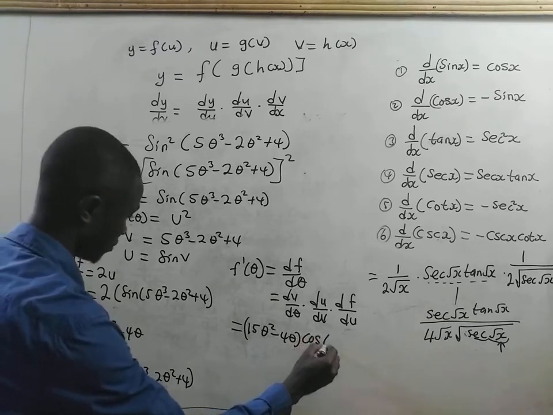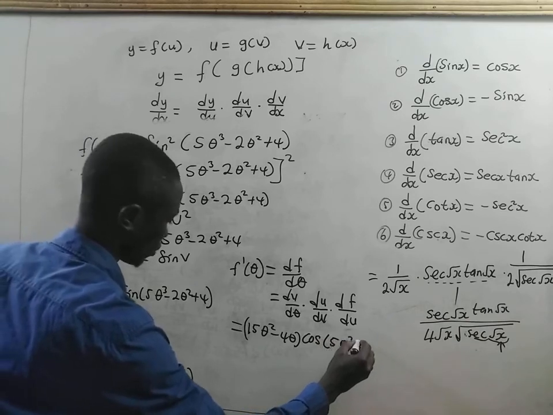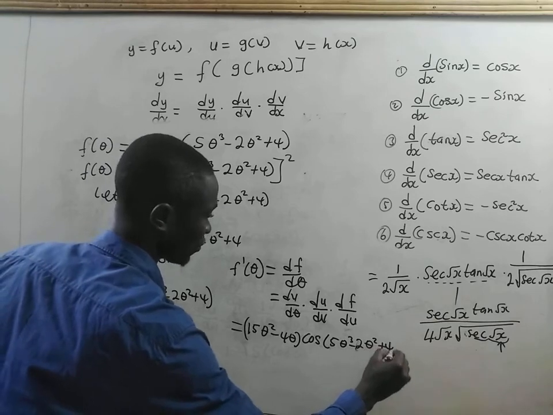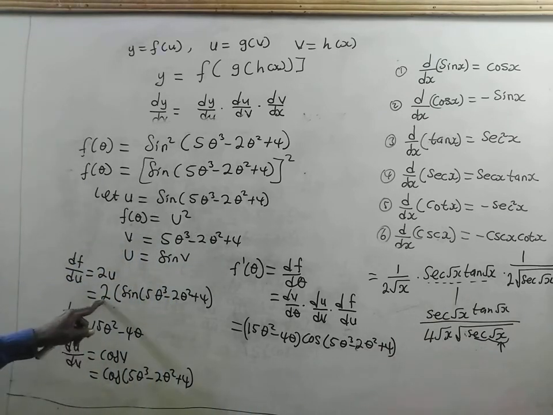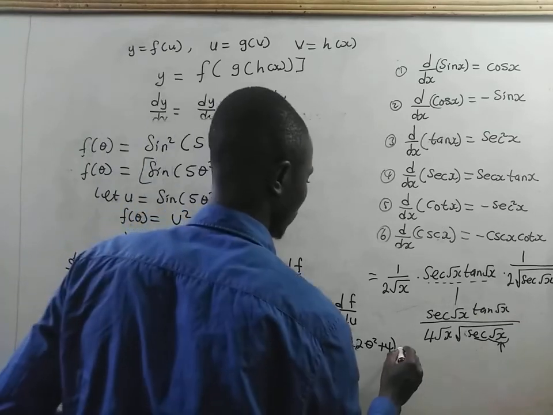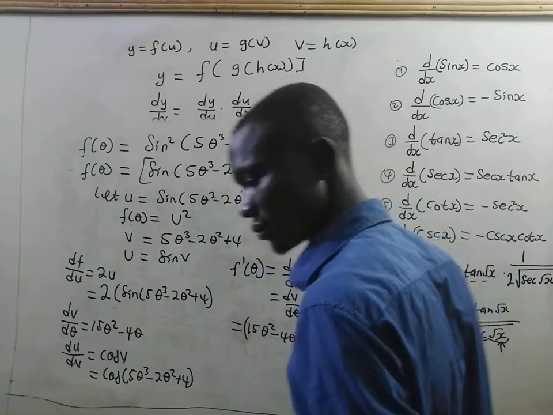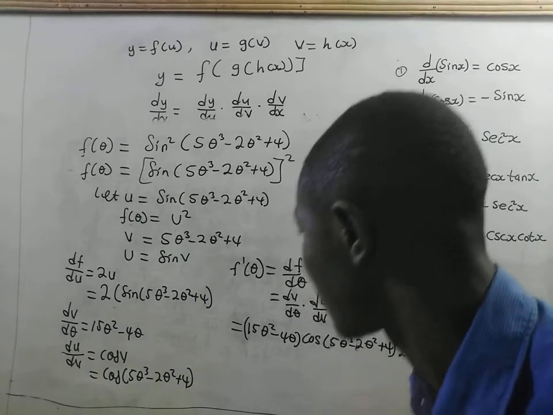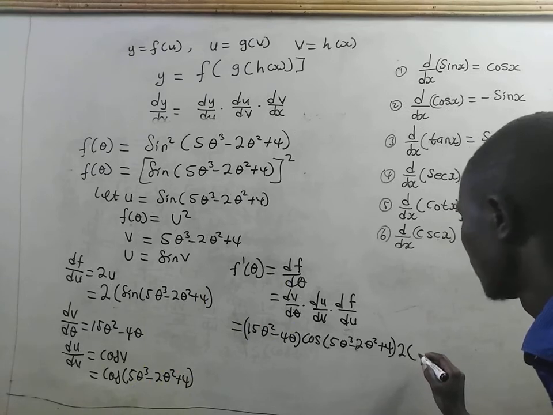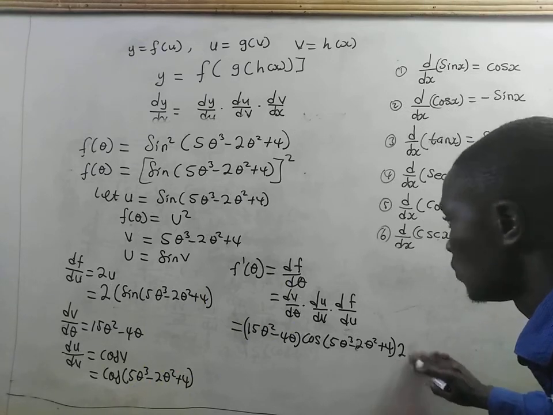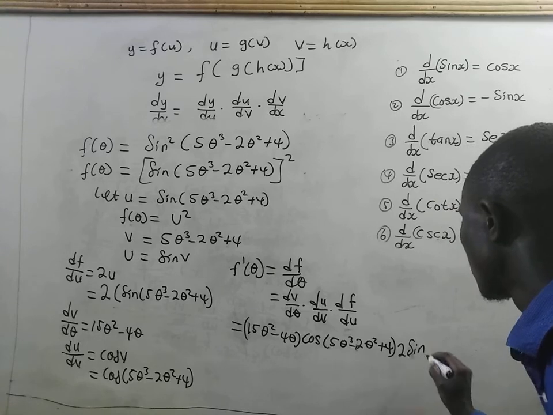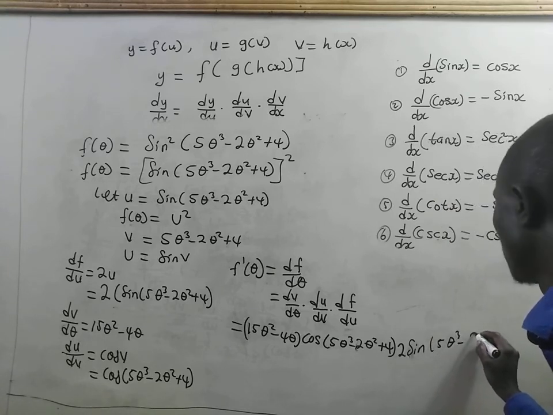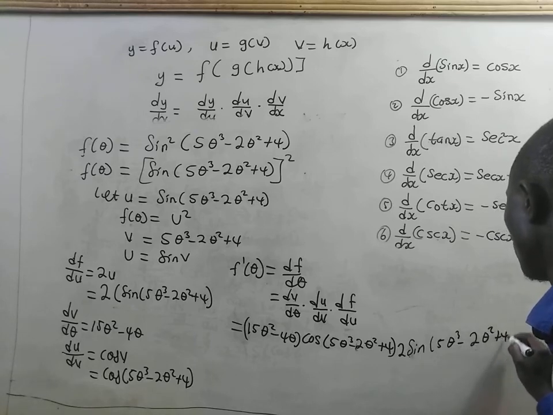Cosine of 5 times theta cubed minus 2 times theta squared plus 4 times 2 times sine. So let me remove the bracket. 2 times sine of 5 theta cubed minus 2 theta squared plus 4.